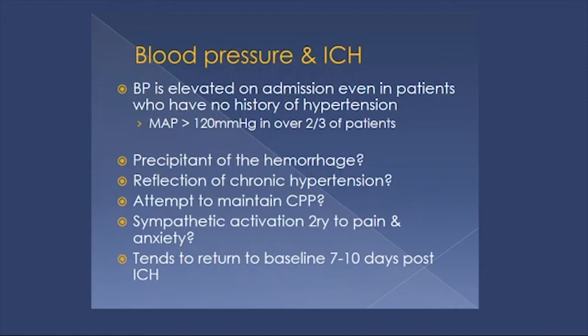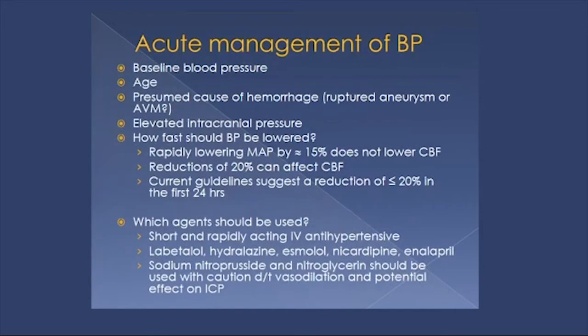Okay, fine. So the question is, is the hypertension the precipitant of the hemorrhage? Is it a reflection of chronic hypertension? Is it an attempt by the physiology to maintain the cerebral perfusion pressure? Is it sympathetic activation secondary to pain and anxiety? What has been noted is that it actually tends to return to baseline about 7 to 10 days post the ICH.